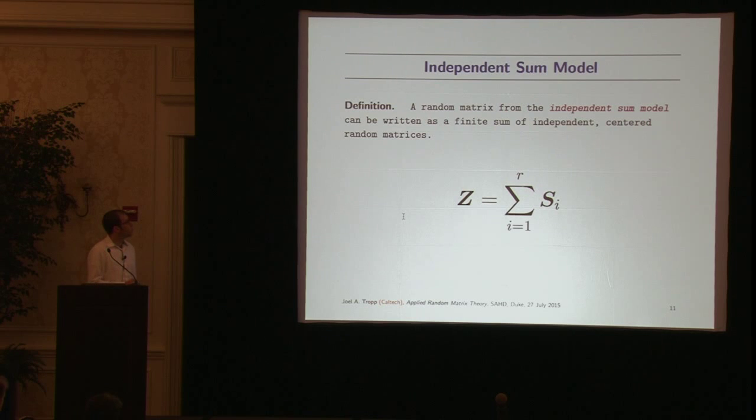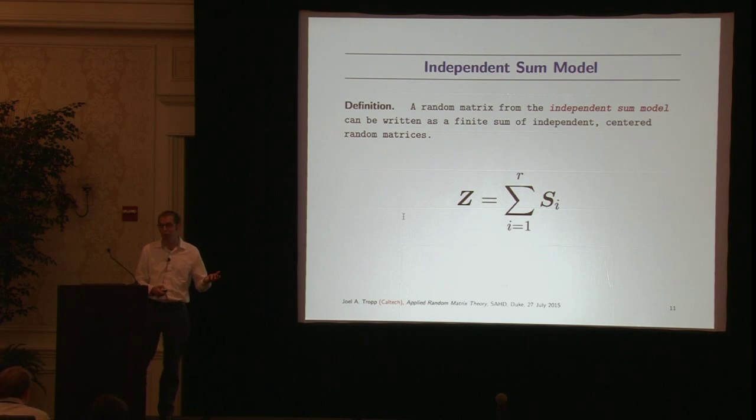model. So a random matrix drawn from this model is one that can be written as a finite sum of random matrices that are independent from each other. Okay? So in particular, this includes matrices drawn from the independent entry model, where you just think about each one of these as being a random variable times one of the matrix basis elements. Okay? So it's clear that the independent entry model is a special case of this.